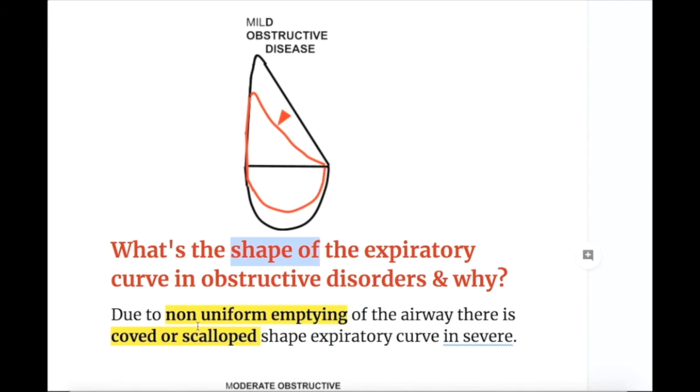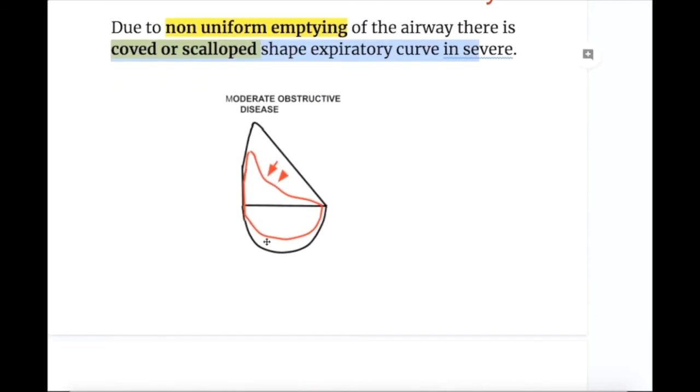Due to a non-uniform emptying of the airway, there is a coved or scalloped shaped expiratory curve in the severe cases. So the curve in mild obstructive disease is like this here. The black loop is supposed to be the normal and the red loop is the mild obstructive disease. Here this is the moderate obstructive disease.